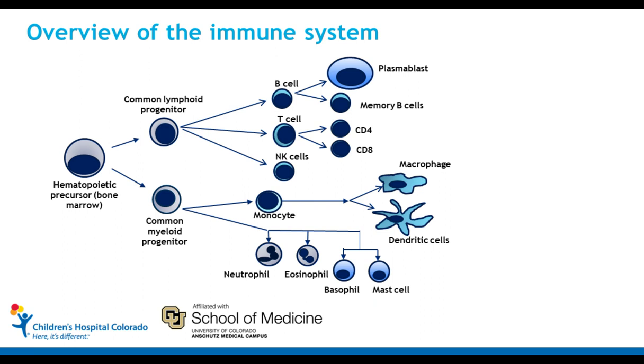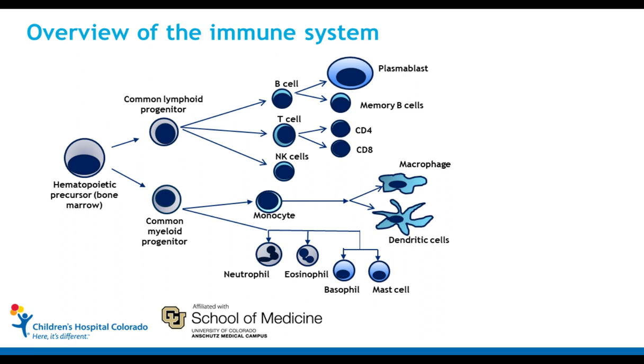Now, when we take a look at B cells, they are antibody-producing cells, and they may either develop into plasmablasts, which are otherwise known as the antibody factory and actually produce antibodies that we find in circulation, or immunoglobulins, or they may develop into long-lasting memory B cells, which can recall a response to a previously encountered infection or an antigen.